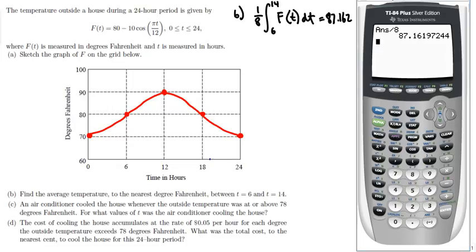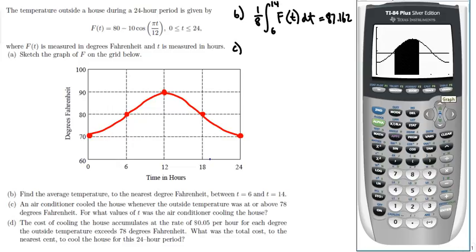For part C, an air conditioner cooled the house whenever the outside temperature was at or above 78 degrees Fahrenheit. For what values of t was the air conditioner cooling the house? What I'm going to do here is set up another function where y is equal to 78, graph them. If I want to clear out the integration stuff, I'm going to hit second, draw, clear draw, and now I have the points of intersection clearly displayed there.